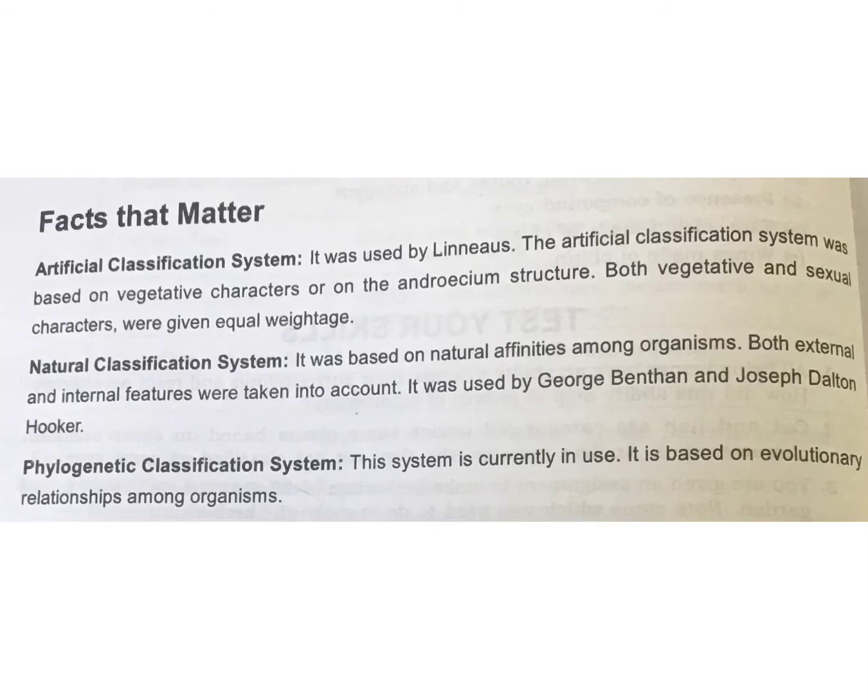First is based on the characters, the vegetative characters and even the reproductive characters, about the weight, sexual characters, like this. But natural classification system is based on natural affinities among organisms as well as external and internal features. They are also taken into account.